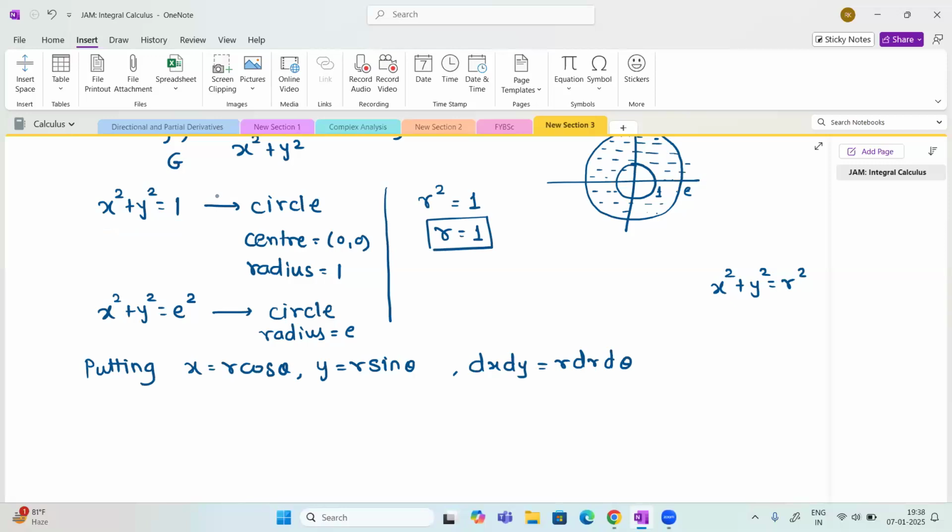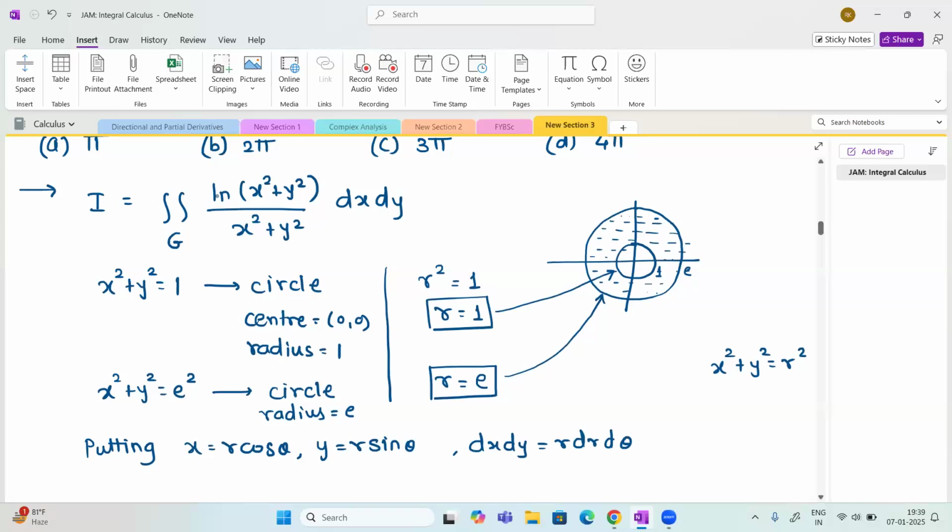What about the second equation? We will get r is equal to e. So the inner circle has equation r is equal to 1, and the outer circle has equation r is equal to e. In polar form, we draw a strip like this. That strip always starts at the origin, but this part of the strip lies outside the region, so it is drawn by dotted lines, and this is the region actually. And the strip rotates in the anti-clockwise direction and covers the entire region. Getting the point? Yes, sir.